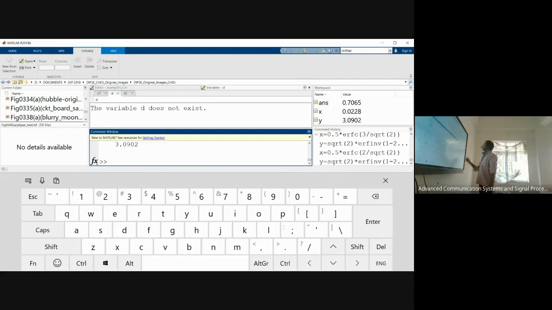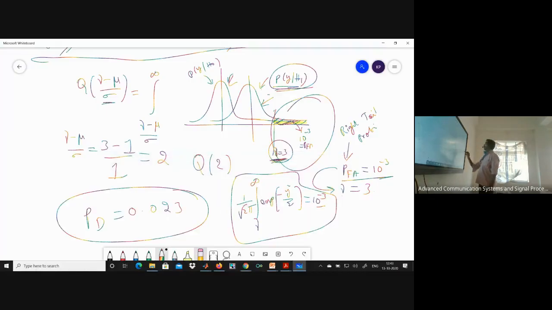Okay. So our ultimate aim over here is to go for either Q distribution or MATLAB. These are the two methods to calculate gamma value 3. So I want to know what is the value of gamma that will give me the probability of false alarm 0.001. So now I identified it as 3.